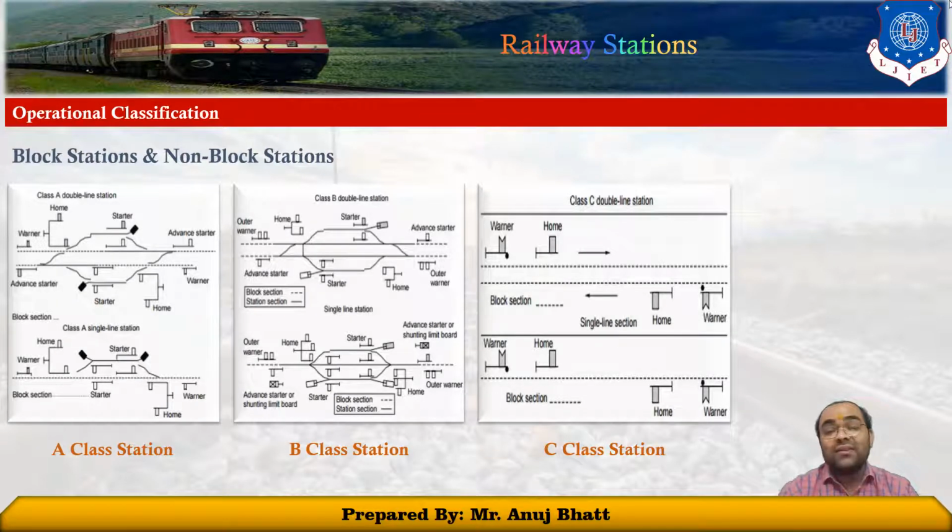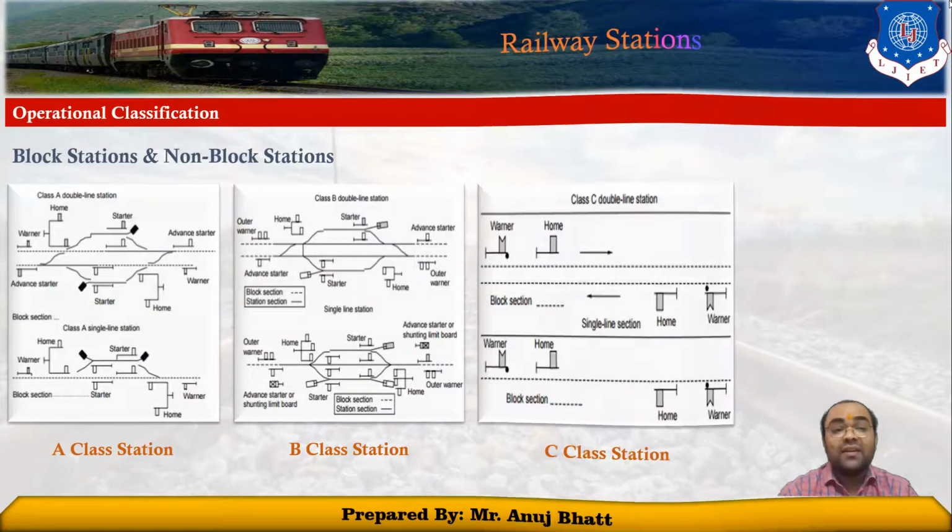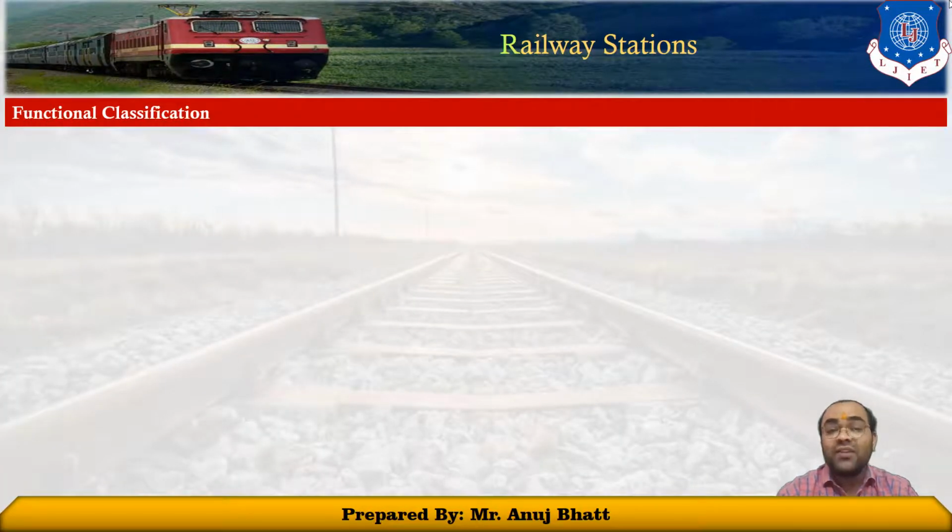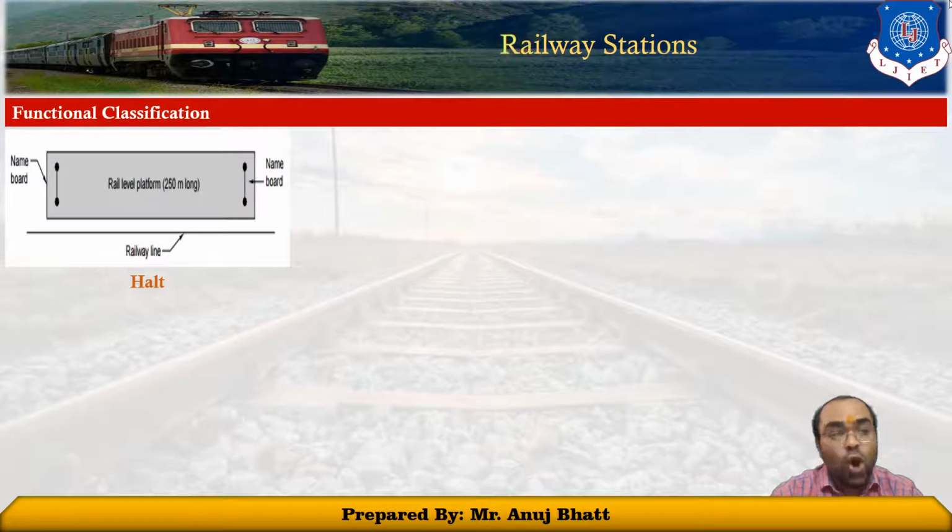Okay, so these are some of the operational classifications of the stations. Now let's see what the functional classification of the stations is. The layout of stations varies in size and importance according to the type and volume of the traffic being handled at the station yards, and according to the location where the station is being constructed. So the first one is the halt.